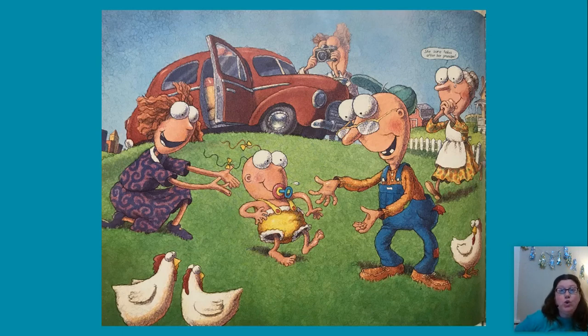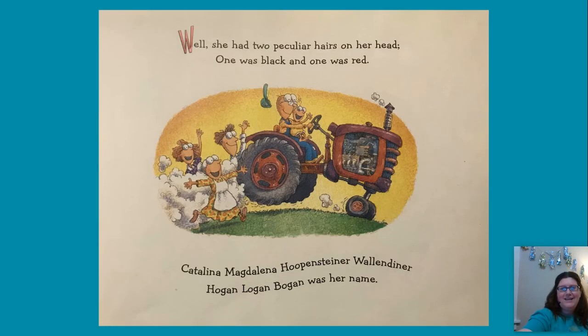She had two hairs on top of her head. One was black and the other was red. Catalina, Magdalena, Hoopensteiner, Wallendiner, Hogan, Logan, Bogan was her name.